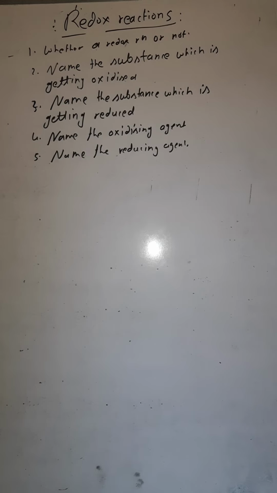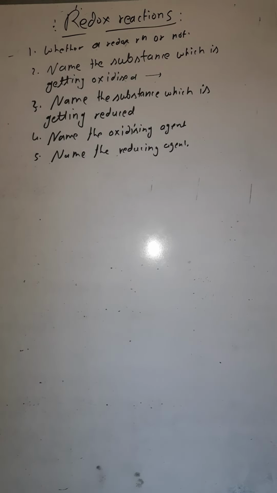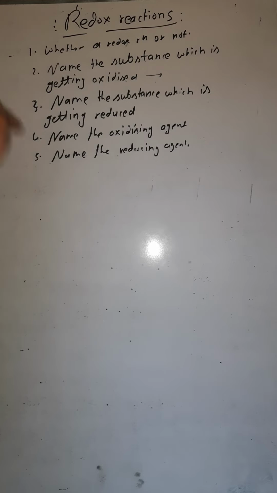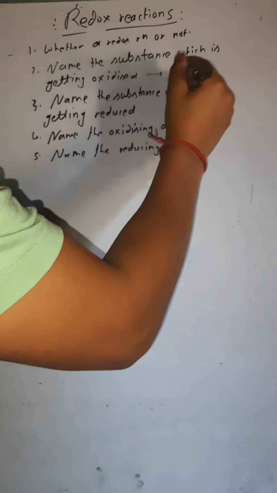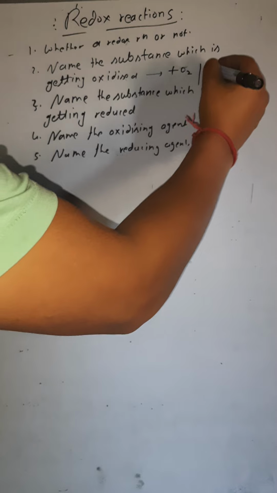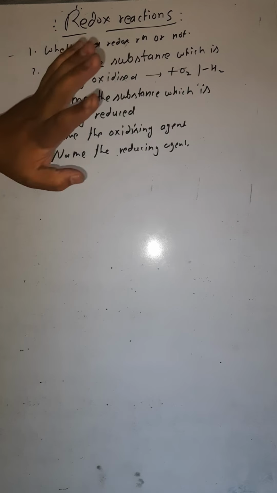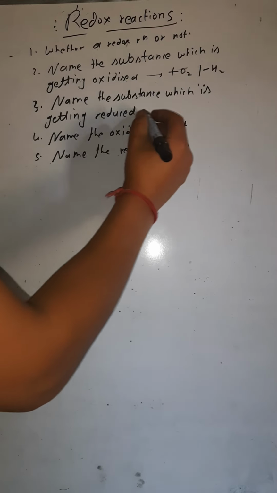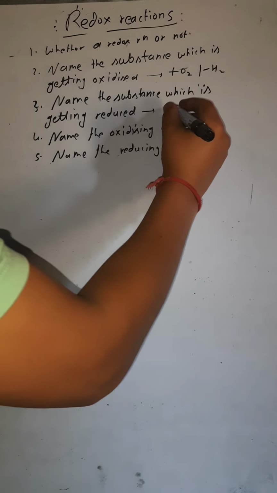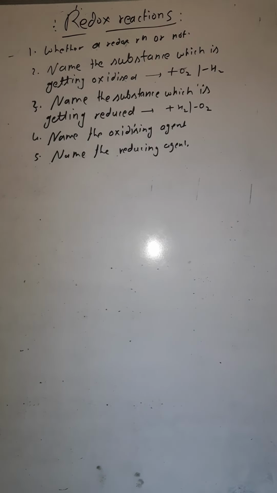Let me tell you in brief what we call oxidation. Oxidation means where the oxidation is taking place, the substance getting oxidized. Oxidation means addition of oxygen and removal of hydrogen. At the same time, reduction means addition of hydrogen and removal of oxygen.